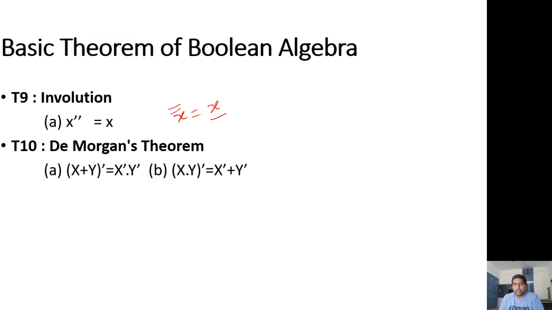And the next one is De Morgan's law. X plus Y का whole bar is equal to X bar into Y bar. X dot Y का whole bar is equal to X bar plus Y bar.